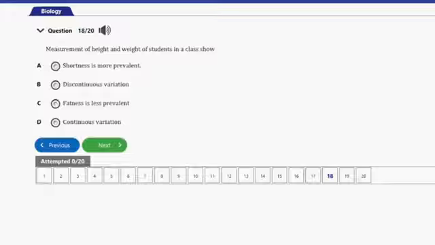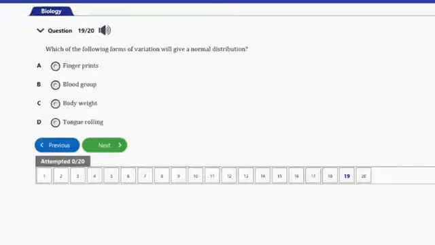So let's go ahead and consider the next question. Question number 19 here, it says, which of the following forms of variation will give a normal distribution? We have option A here, fingerprints, B. Blood groups, C. Body weight, D. Tongue rolling. So guys, the answer to this question here is option C, and that's body weight. So guys, that's it for this question.